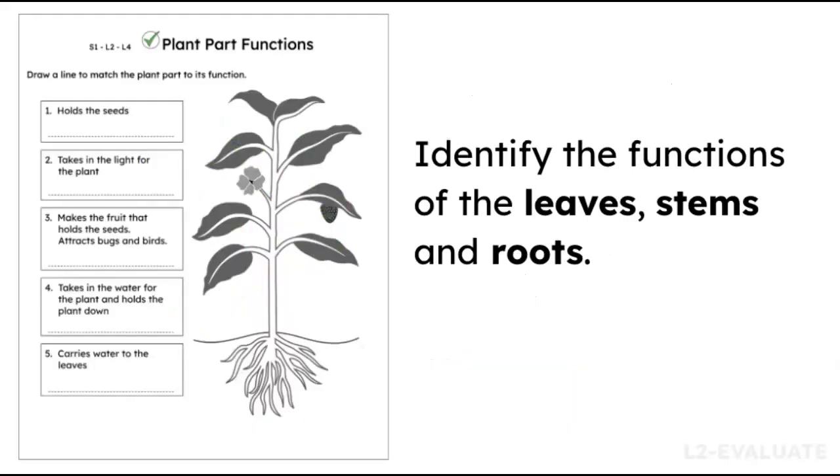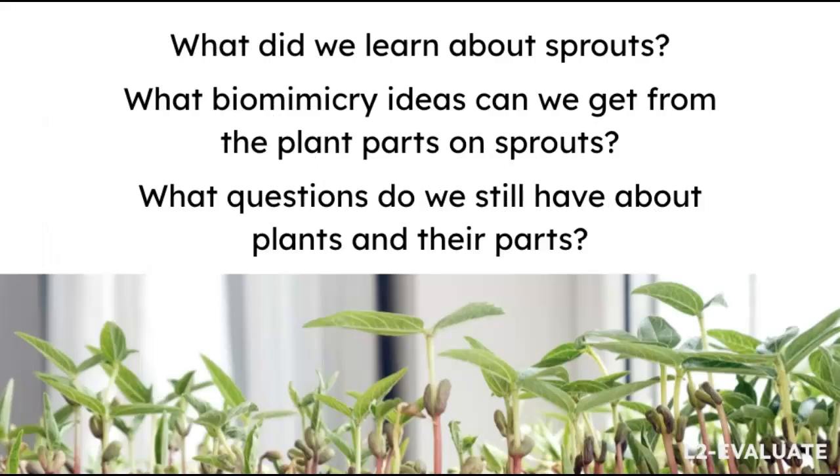For the evaluate portion, you'll have students work in pairs to label a picture of a plant getting what it needs to survive in the Plant Part Functions student journal page. To support student sense-making across the unit, orient them back to the driving question board. Ask, what did we learn about sprouts? What biomimicry ideas can we get from the plant parts on sprouts? What questions do we still have about plants and their parts?